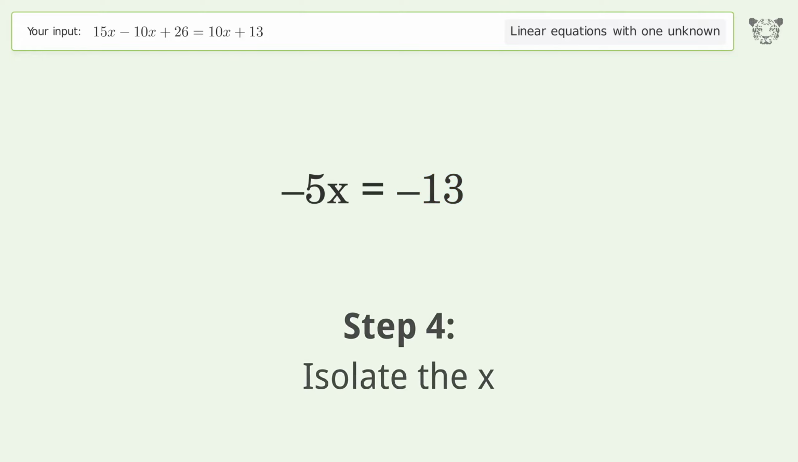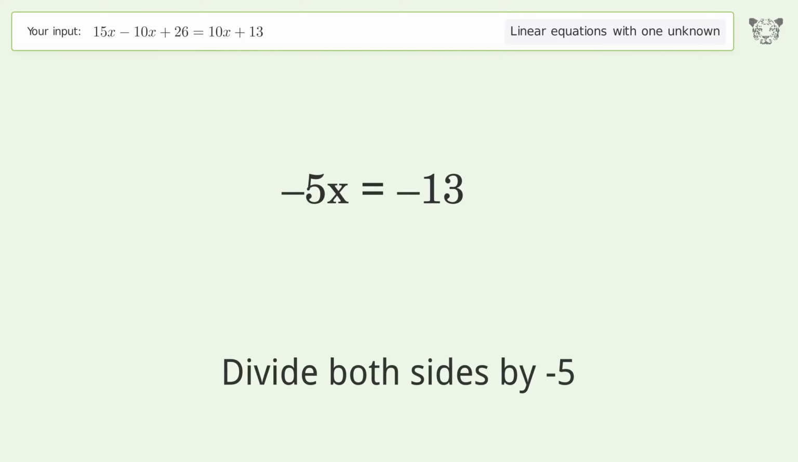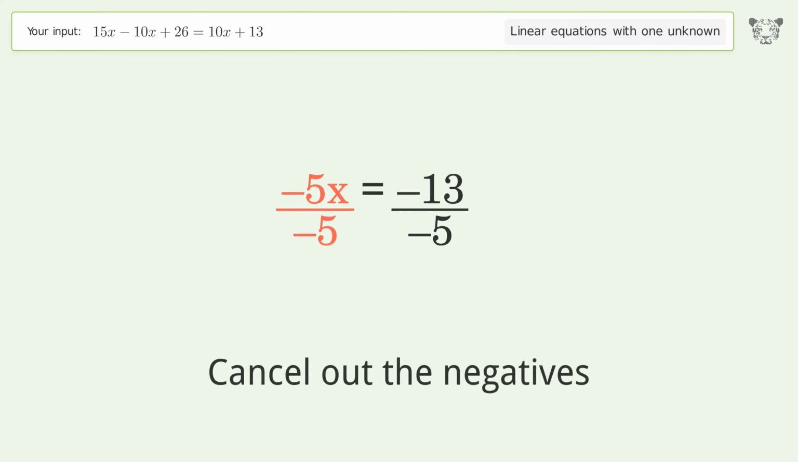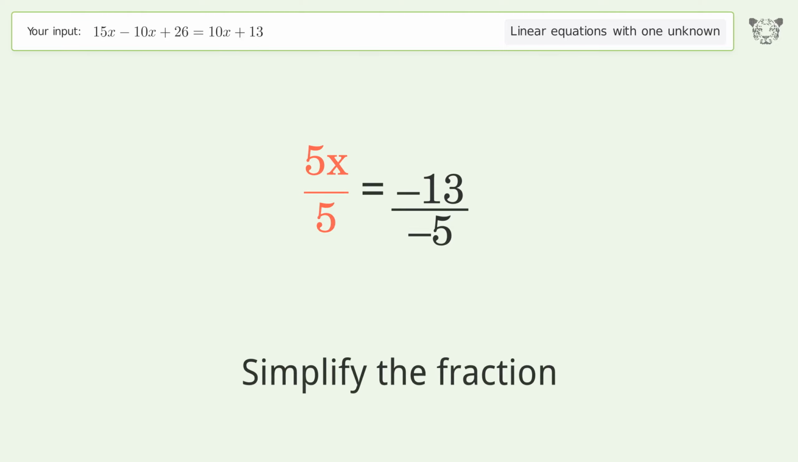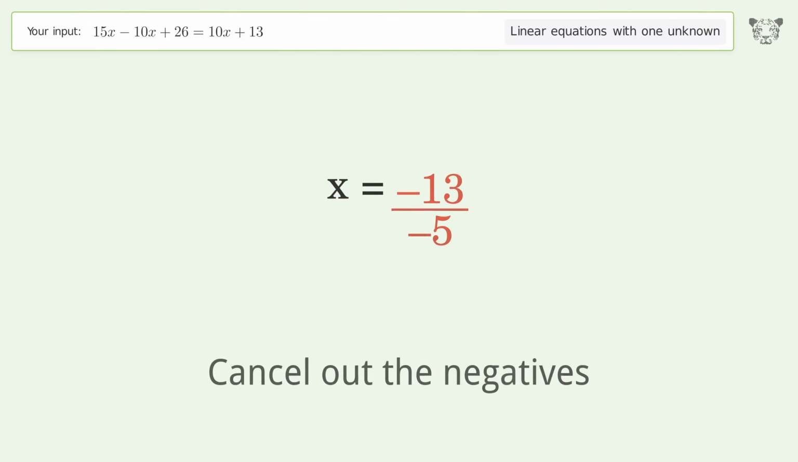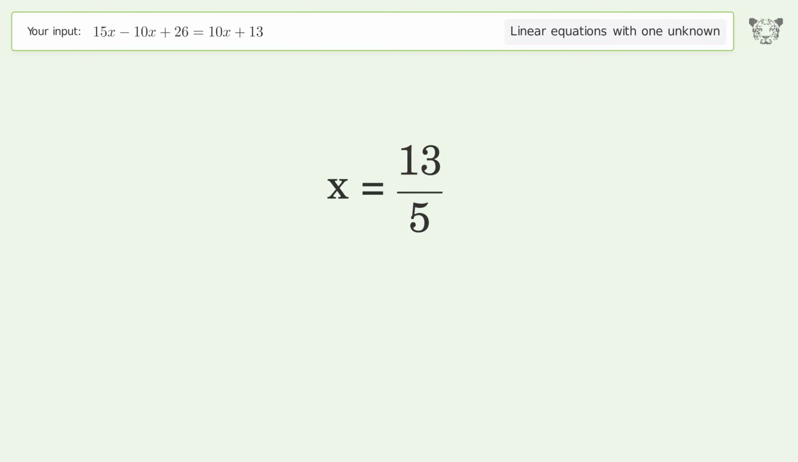Isolate the x. Divide both sides by -5. Cancel out the negatives. Simplify the fraction. Cancel out the negatives. And so the final result is x equals 13 over 5.